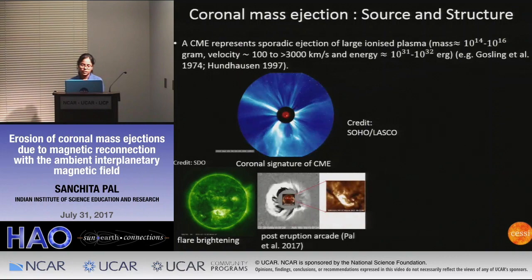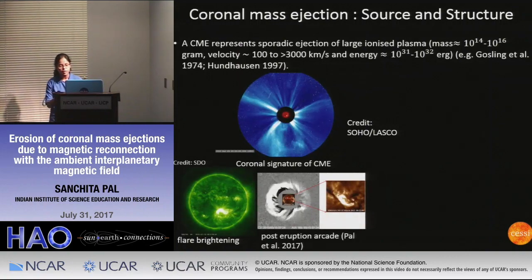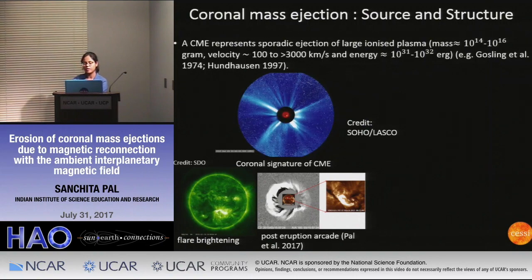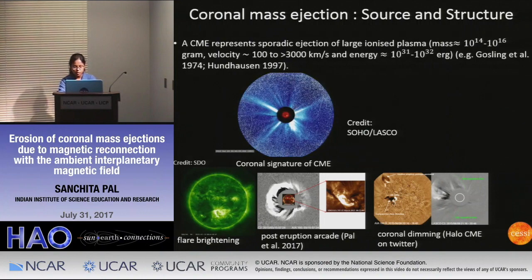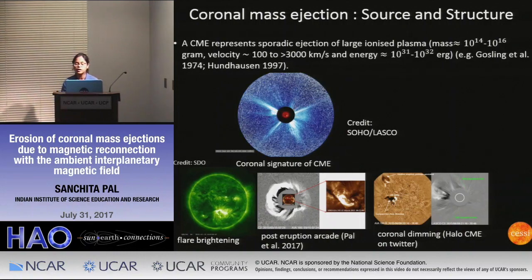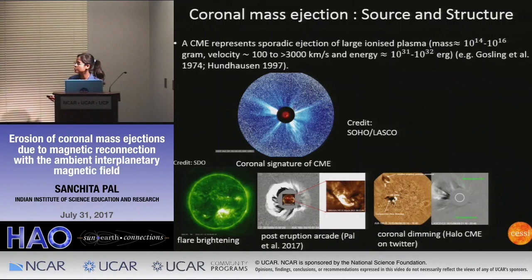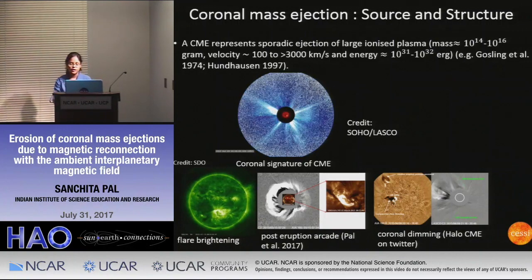Another signature one can see is the post eruption arcade. They are formed due to the reconnection at the foot points of the overlying flux tube. And another signature one can see is the coronal dimming. This dimming is mainly generated due to the displacement of flux during the eruption of the CME. All of these one can see in UV images of the sun. Whatever images I have shown here are all taken from SDO.